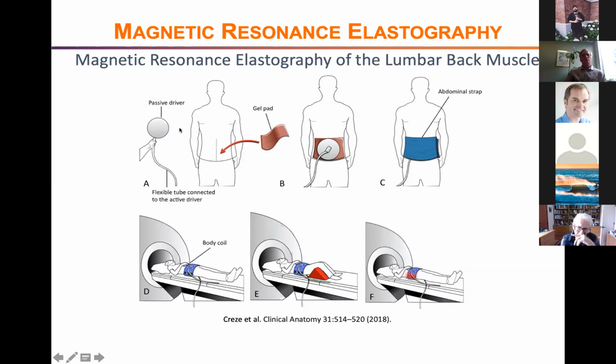But what you do here to use MR elastography, you need a sound wave transducer. So there's a sound wave driver which you need to attach to your region of interest. In this case, it would be your back muscles, your spinal muscles here, and then you strap it, and then the subject would lie on the MR table, and then you can apply sound waves during the scan. So how does that look?